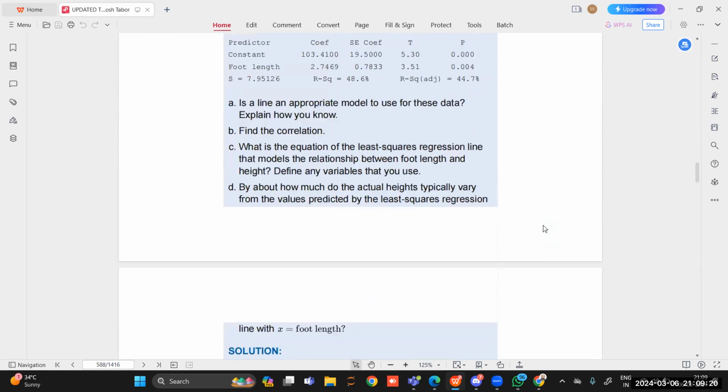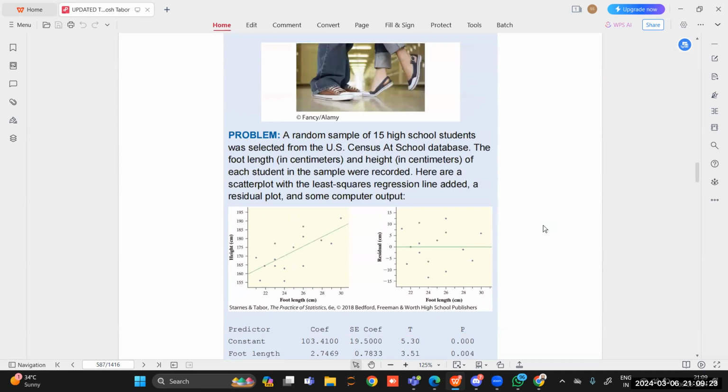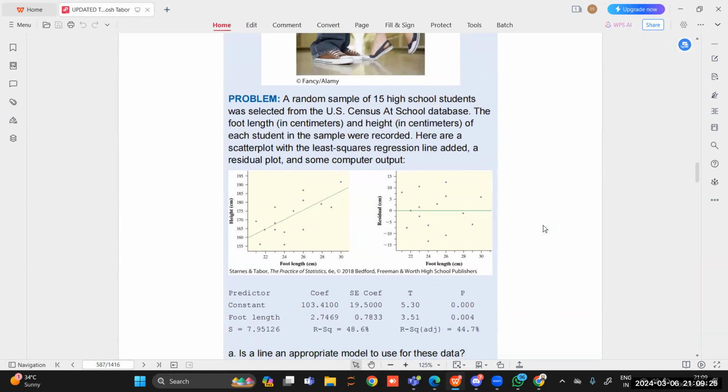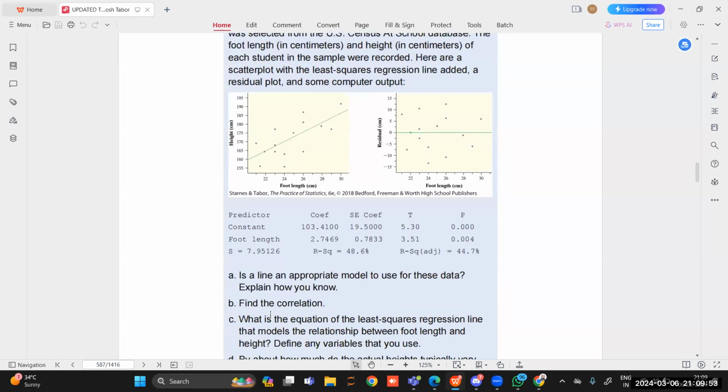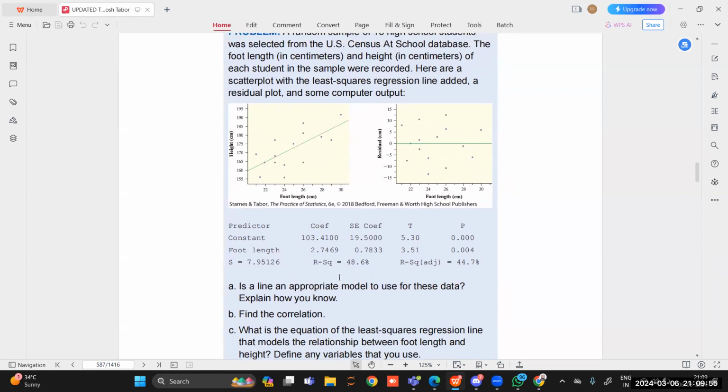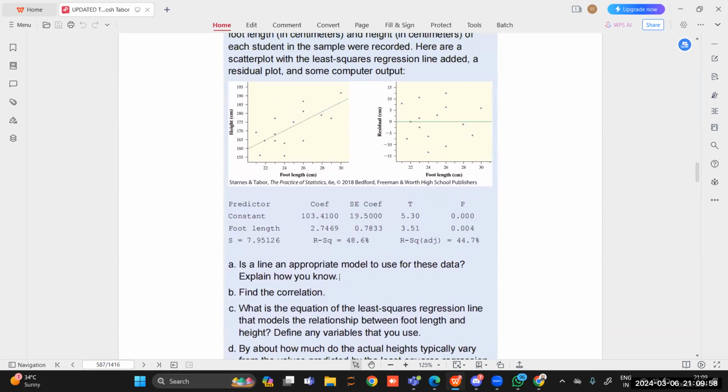So what we'll do, we'll discuss the example here. Come on, sir, read this example. Okay, so he has given the least square regression line, a residual plot, and some computer output. So looking at this, is a line an appropriate model to use for these data? Explain how you'll explain.